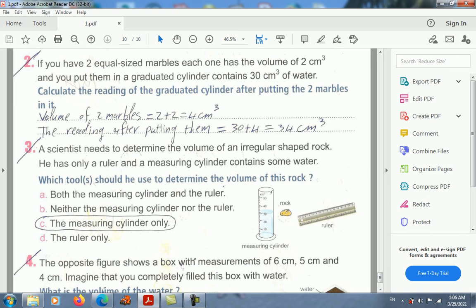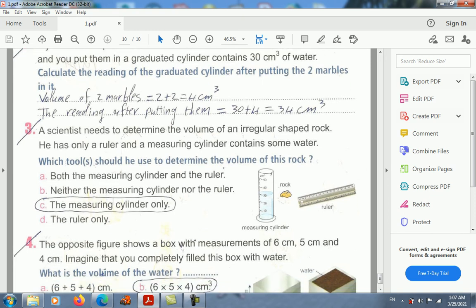And the cylinder already contains 30 cm cube. So after you put them, it's going to be increased by 4. So the reading after putting them equals 30 plus 4 equals 34 centimeter cube.